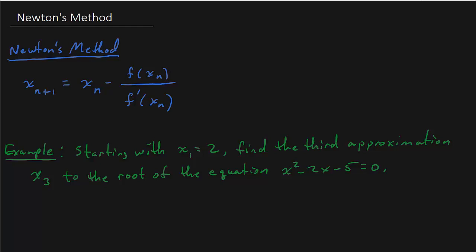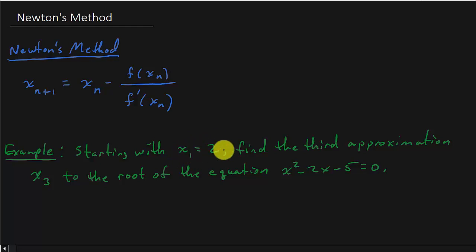You can see in the first example, sure, you can solve this using the quadratic formula or completing the square. We're going to apply Newton's method to it. So Newton's method: x of n plus 1 is equal to x of n minus f of x of n divided by f prime x of n. When you're using Newton's method, you're making an initial guess for this x of n, and we call that x of 1.